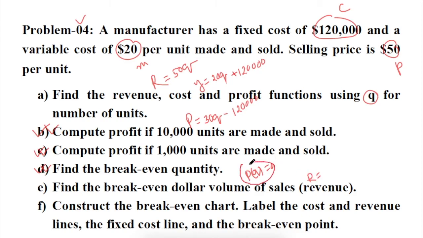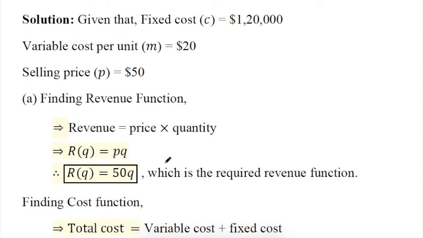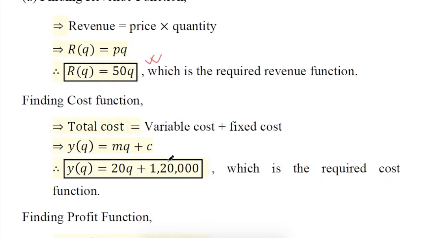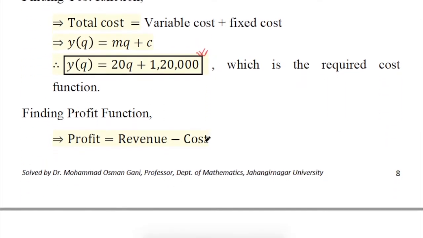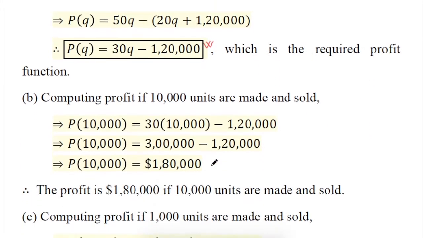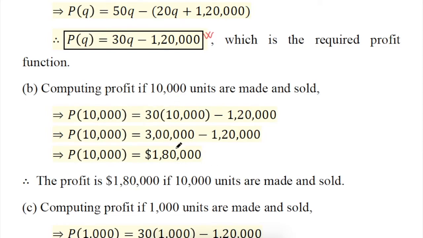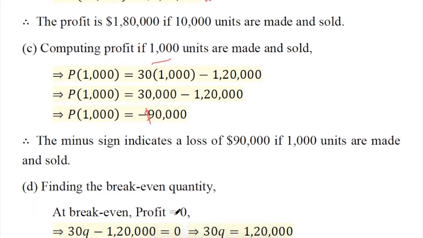From here you will get the break-even quantity. So this is your revenue function. It is already, the solution is here. This is your cost function, and this is your profit function. And profit for 10,000 units is this. Profit for 1,000 units is minus $90,000. It means a loss of $90,000.